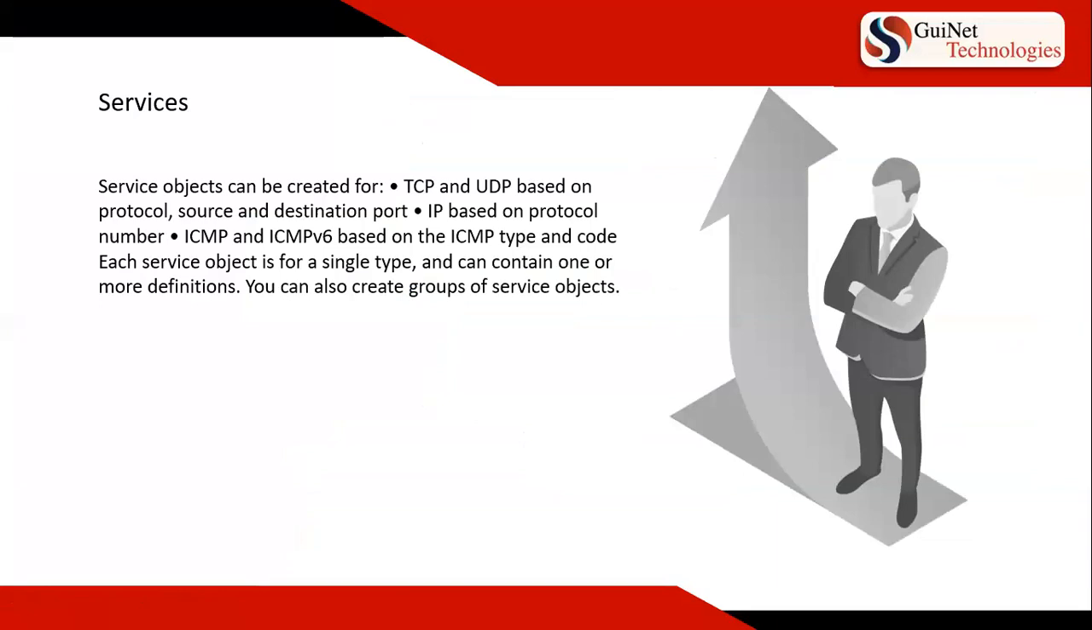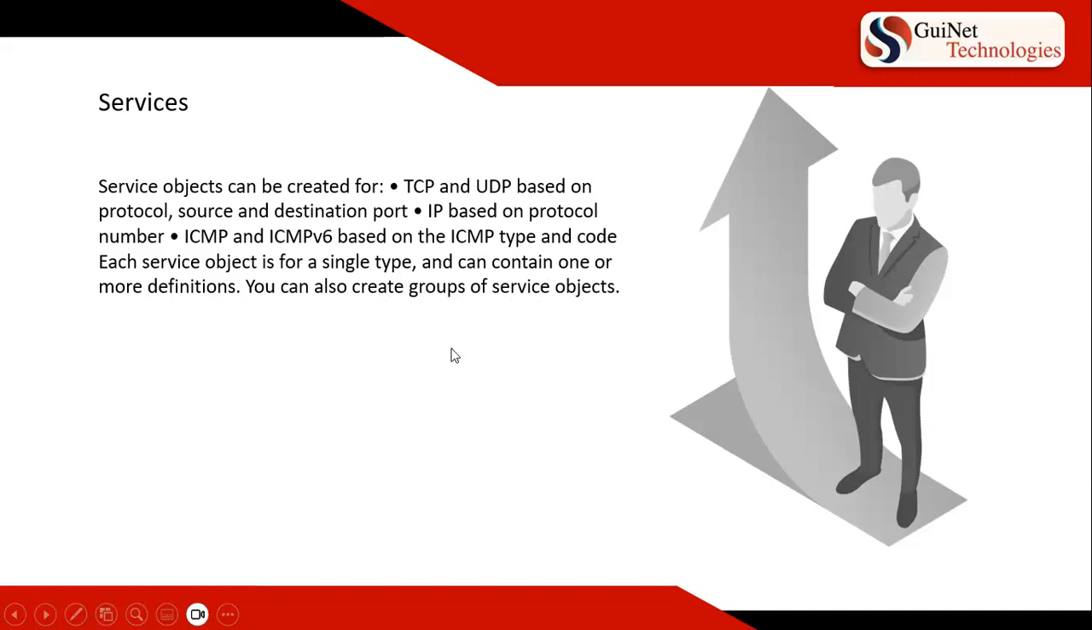Okay. So service object can be created for TCP, UDP based on protocols, source and destination ports. IP based on the protocol number, ICMP, IPv6 version 6 based on the ICMP type and code. Each service object is for single type and can contain one or more definitions. So you can create groups of service objects. तो यहाँ पे भी हम मल्टीपल सर्विस ऑब्जेक्ट्स क्रिएट कर सकते हैं और उसको भी ग्रुप कर सकते हैं.